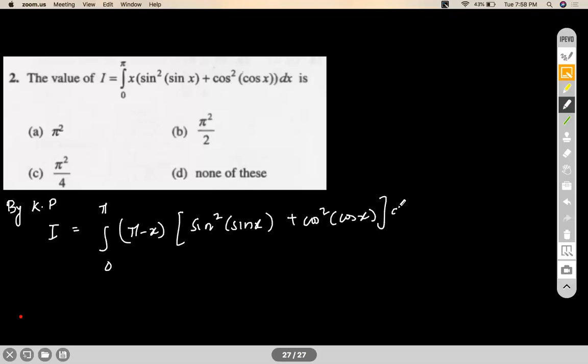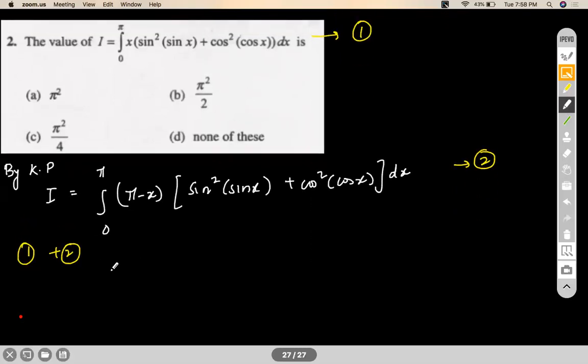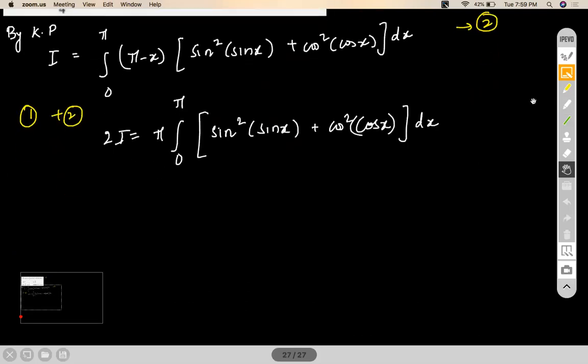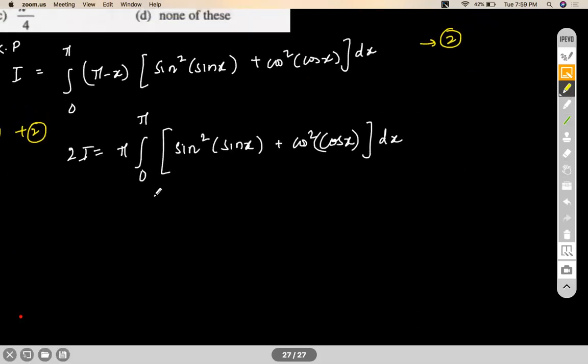Okay. Let us add these two. So 1 plus 2. When you add, you will realize that you will get rid of the x factor. So it just becomes pi times sine square sine x plus cos square cos x. Is that fine? Any problem with this? Any concerns with this? Do let me know.